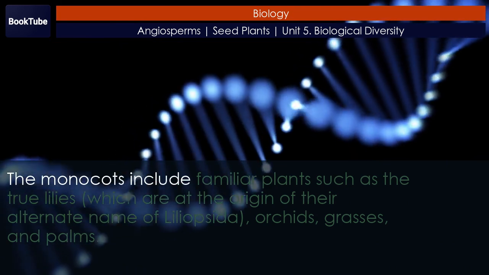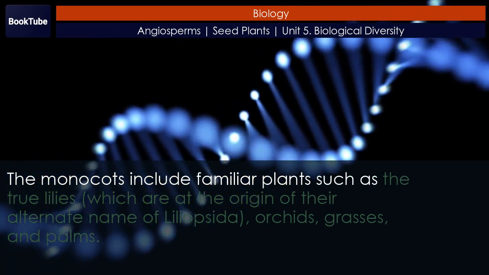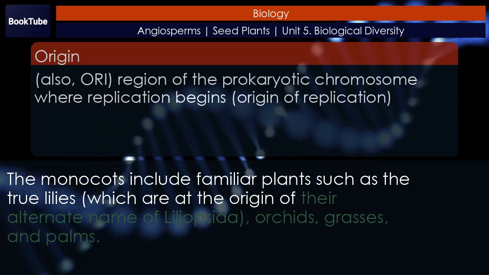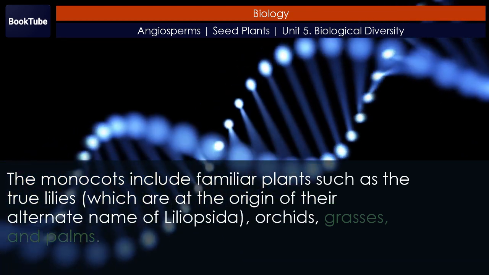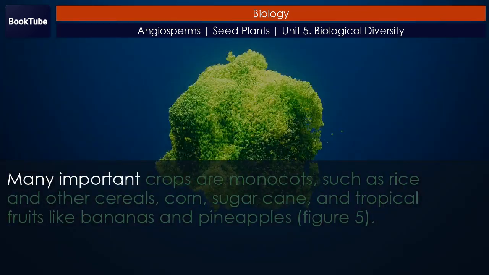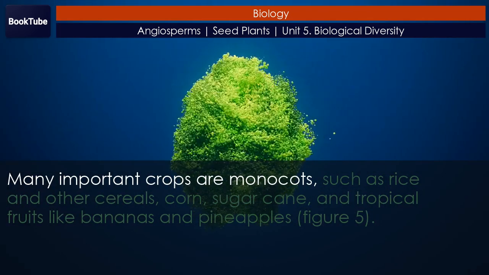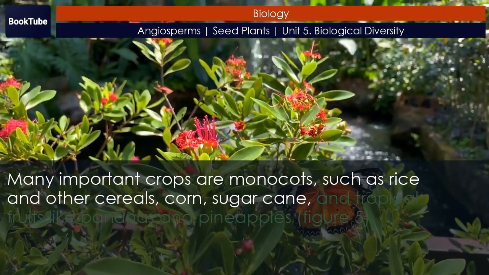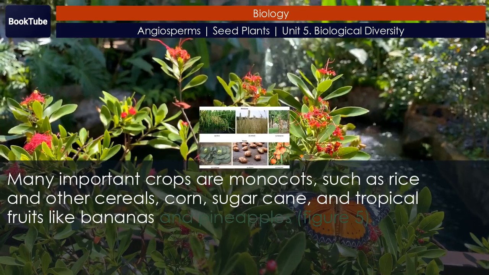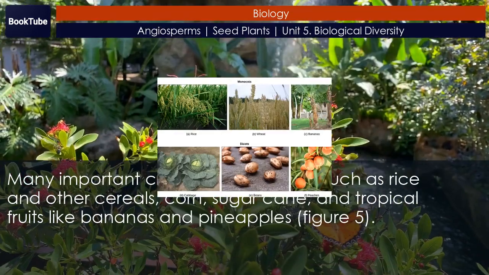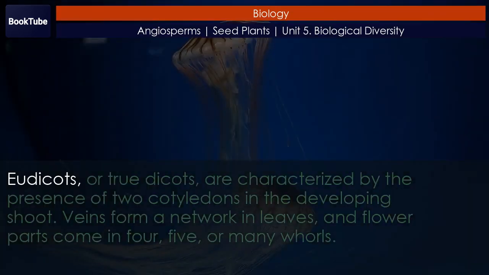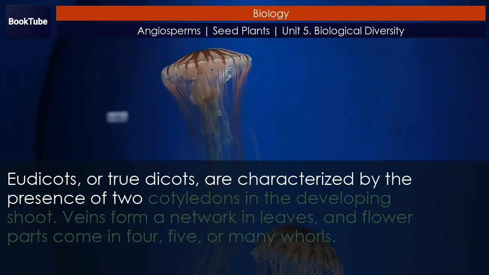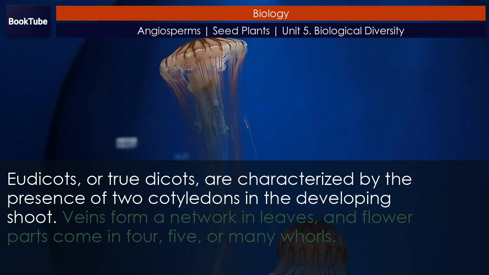The monocots include familiar plants such as the true lilies, which are at the origin of their alternate name of Liliopsida, orchids, grasses, and palms. Many important crops are monocots, such as rice and other cereals, corn, sugarcane, and tropical fruits like bananas and pineapples. Figure 5. Eudicots. Eudicots, or true dicots, are characterized by the presence of 2 cotyledons in the developing shoot.